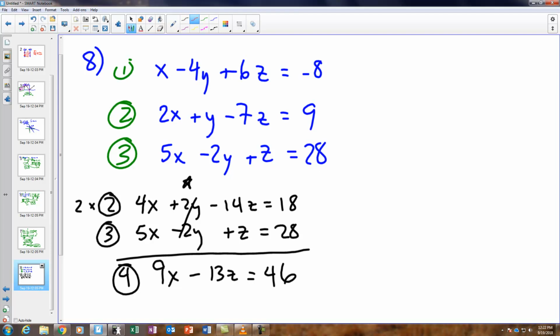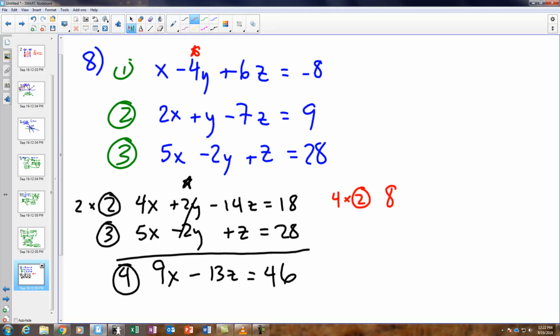Now I got rid of y's, so I have to get rid of y's again. I can't use 2 and 3, I have to use 1 and something. So I'm going to use 2 and 1. That's a choice I'm making. You could certainly do 1 and 3 as well, but I like 2 because it's a single y, so I like that one. So I'm going to take number 2, I'm going to times it by 4 to make a positive 4y to go with this negative 4y there.